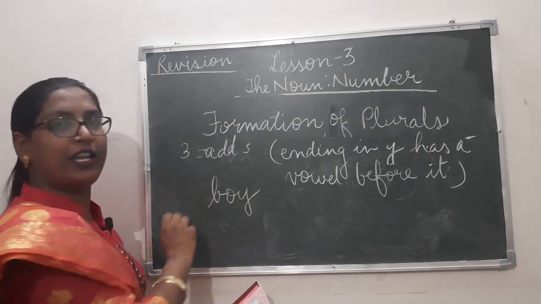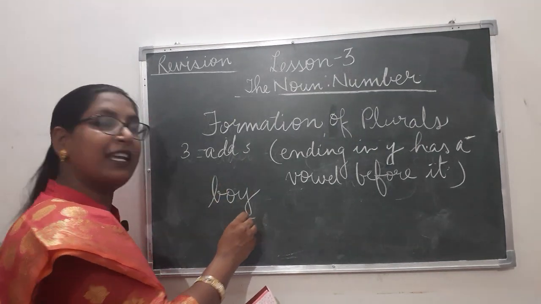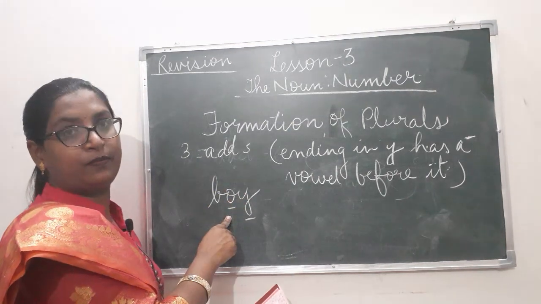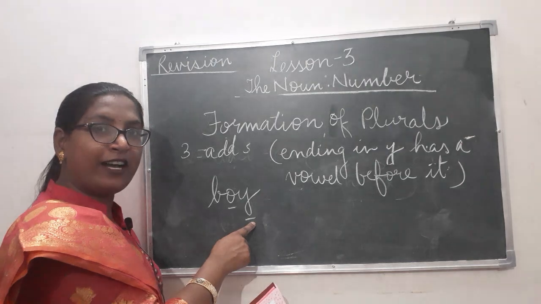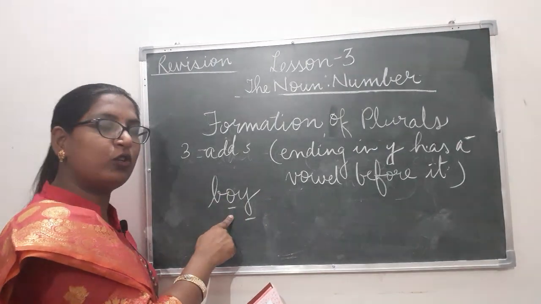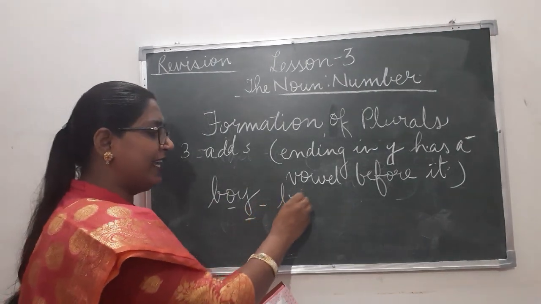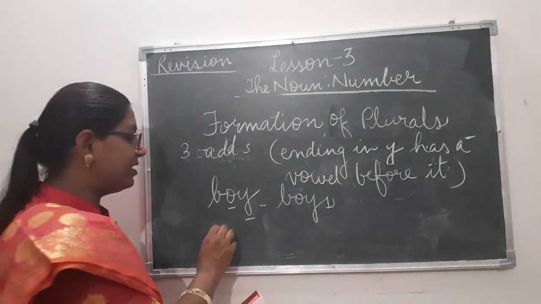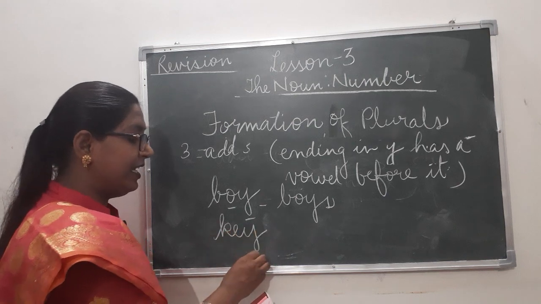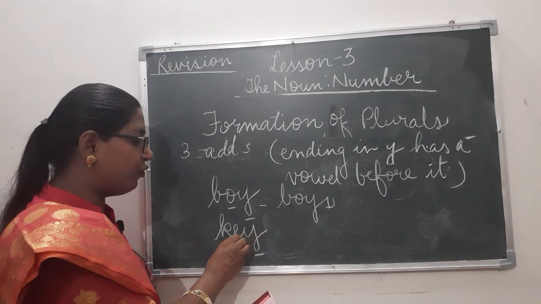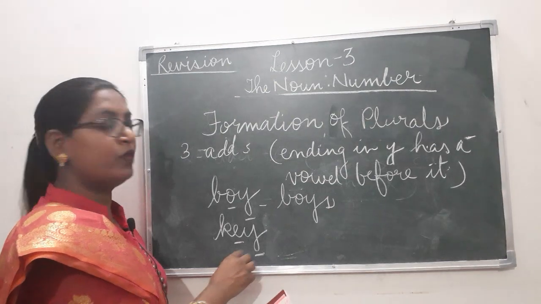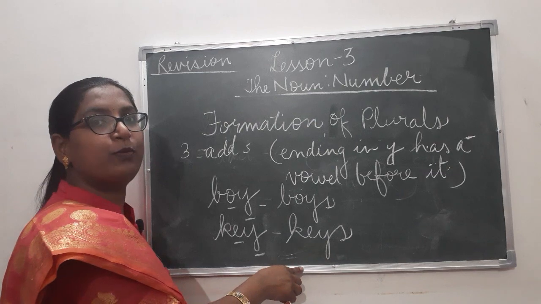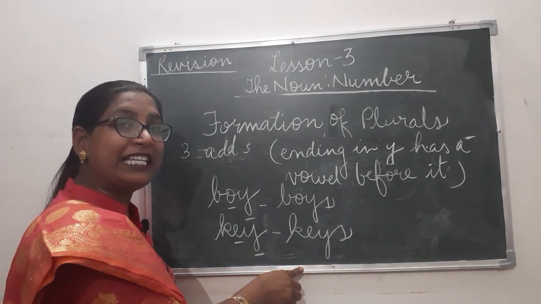The word boy. Boy is ending in y and before the y the vowel o comes. So we just add s with it to make it plural. Another example, key, ending in y and before y the vowel e comes. So we just add s with it to make it plural. It becomes keys.